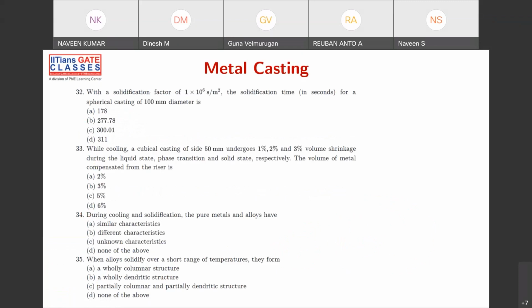32. Amazing. I'm very happy. All of them are giving very good answers. Come on, what is the next one? 32. There will be some little calculation. Please do this calculation and let me know. Come on.